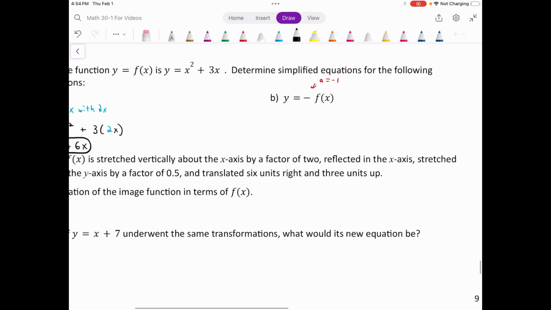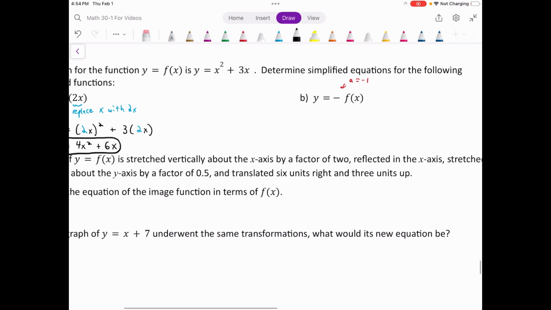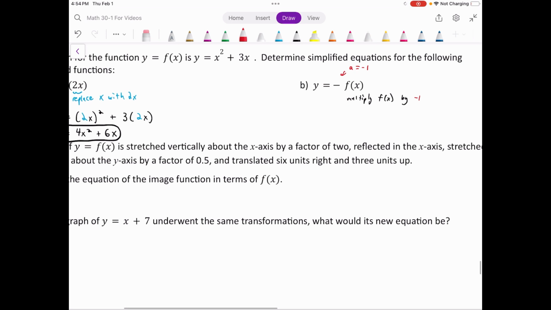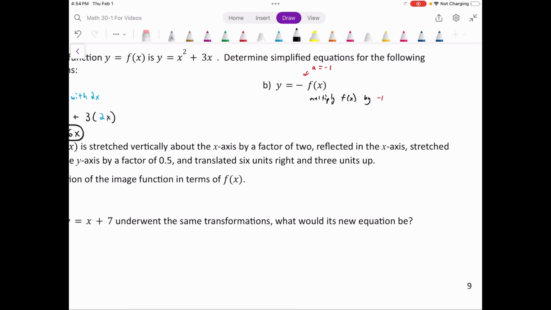So we're going to multiply f of x, all the y values, by -1. Okay, so here we go. Y used to equal x squared plus 3x. We're going to multiply that all by -1. Right? So just basically distributing that -1 into the brackets. -1 times x squared is -x squared. -1 times 3x is -3x.